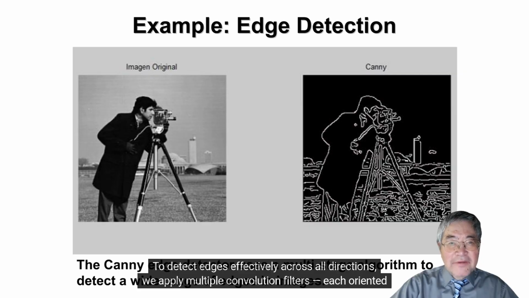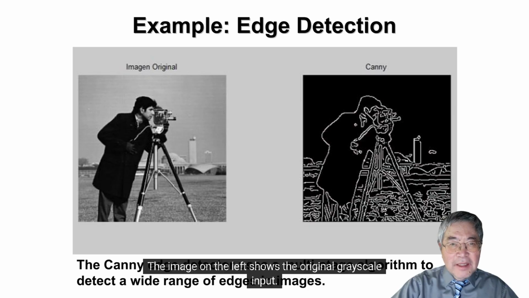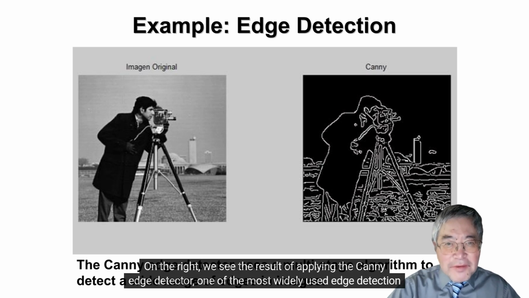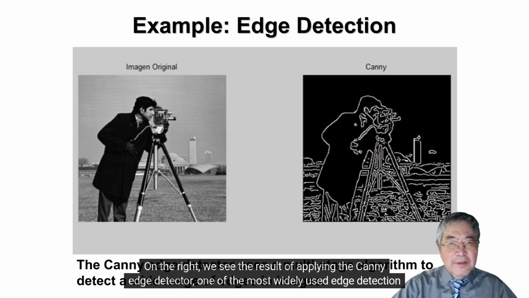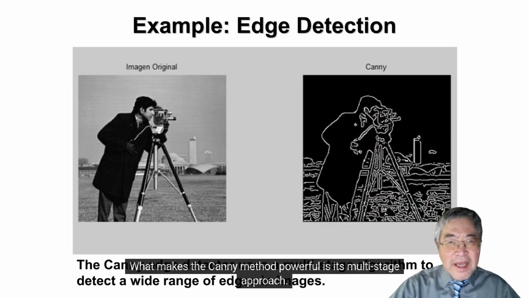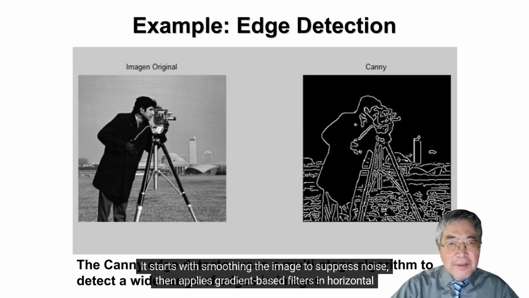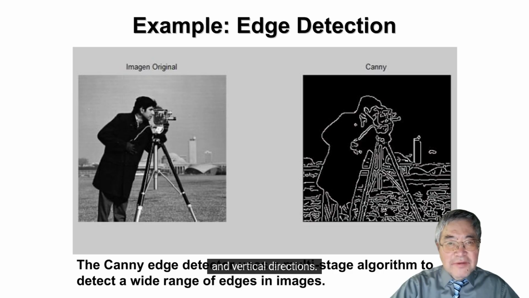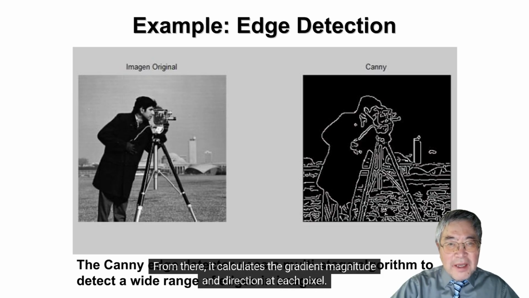To detect edges effectively across all directions, we apply multiple convolution filters, each oriented differently. The image on the left shows the original grayscale input. On the right, we see the result of applying the Canny edge detector, one of the most widely used edge detection algorithms. What makes the Canny method powerful is its multi-stage approach. It starts with smoothing the image to suppress noise, then applies gradient-based filters in horizontal and vertical directions. From there, it calculates the gradient magnitude and direction at each pixel.